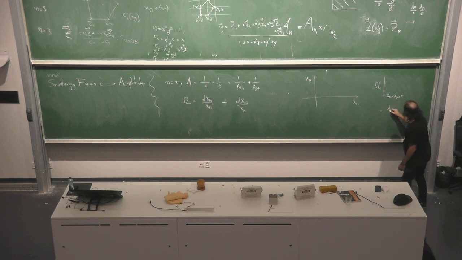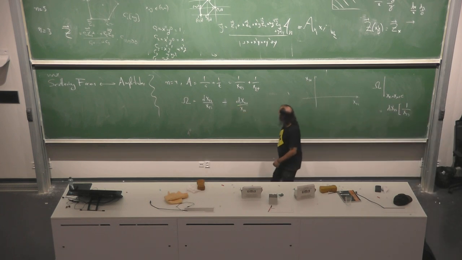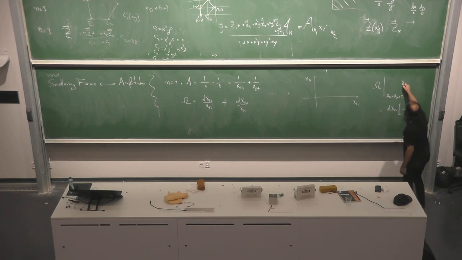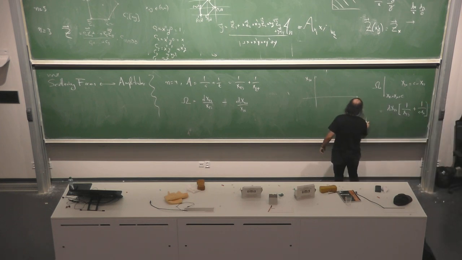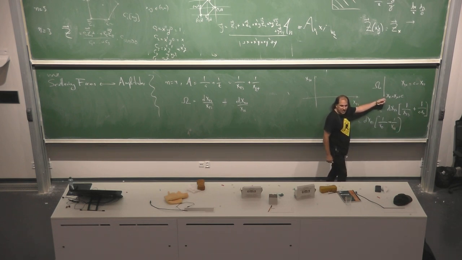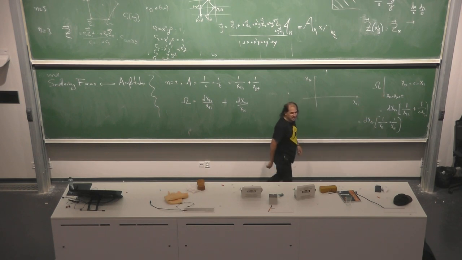So what is this? Well, this is, for example, dX13 times 1 over X13, and because of this minus sign, but also X24 is equal to C minus X13, this is actually plus 1 over C minus X13. You see, which is dX13 times 1 over X13 plus 1 over X24, where X24 is evaluated on this subspace. So see, something slightly interesting happened.